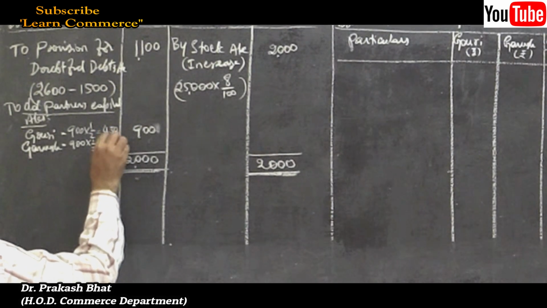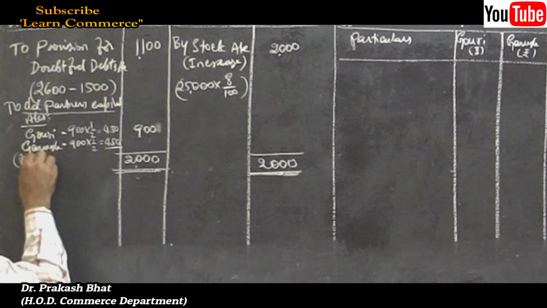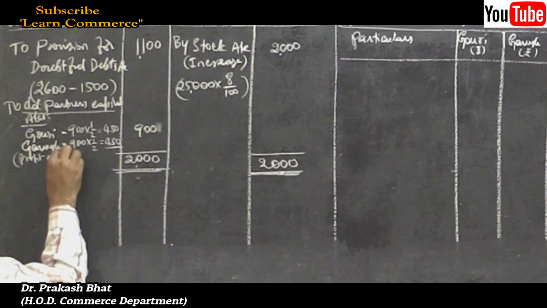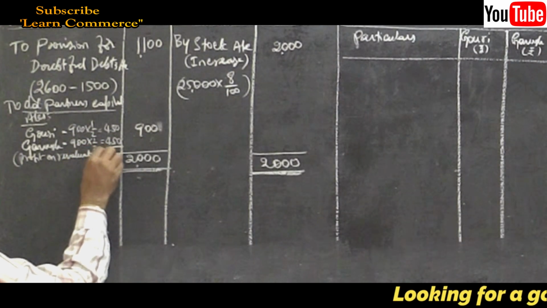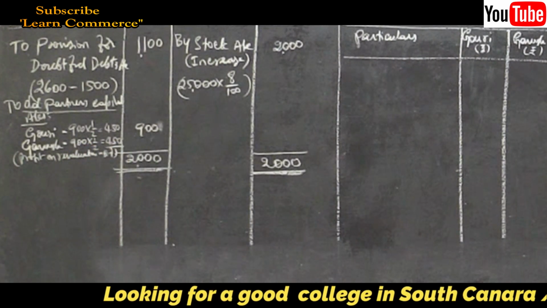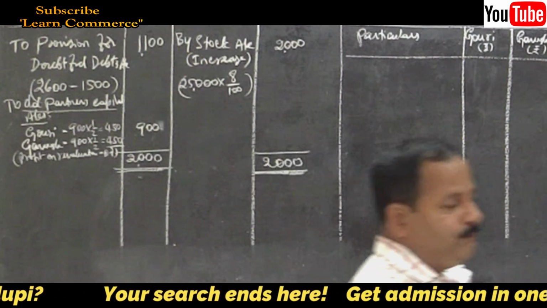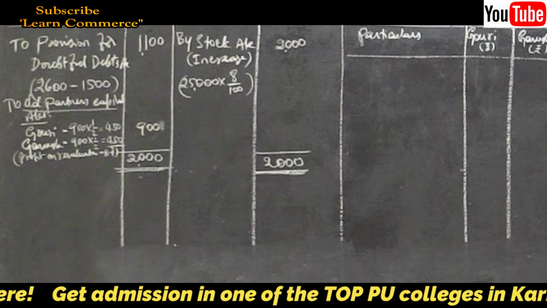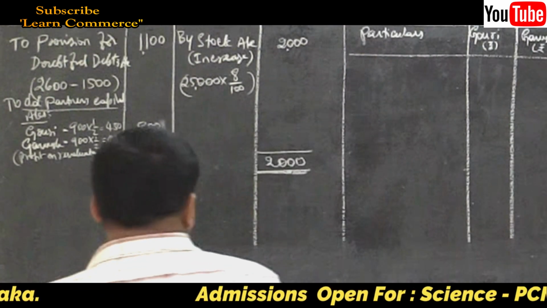So profit on revaluation, balancing figure, 450 each to both the partners. Your revaluation account is done.